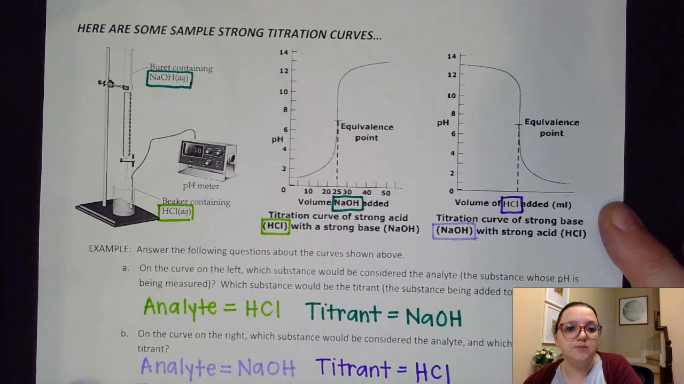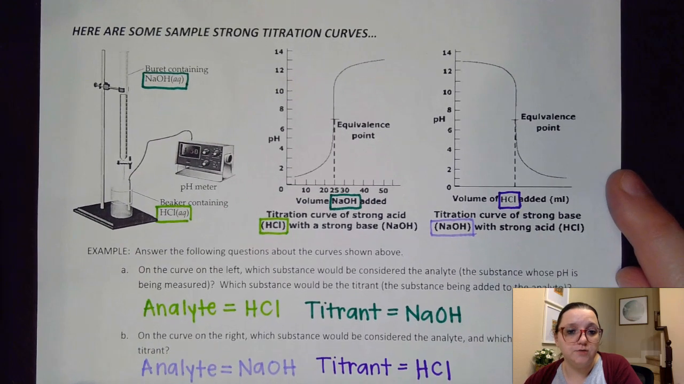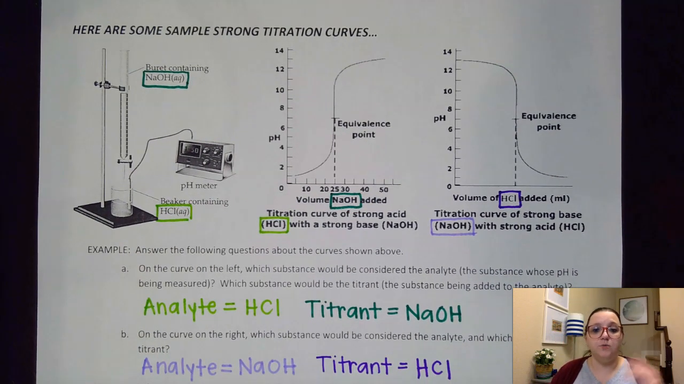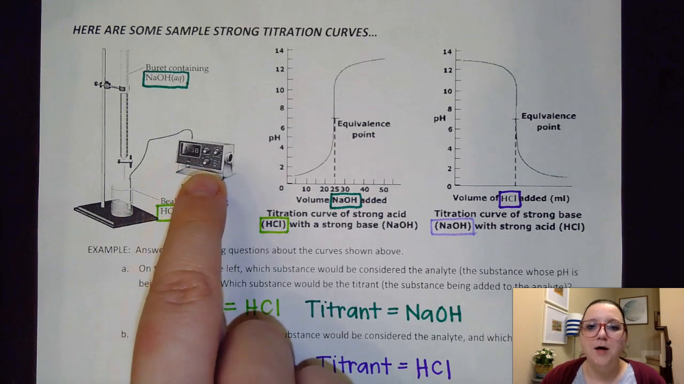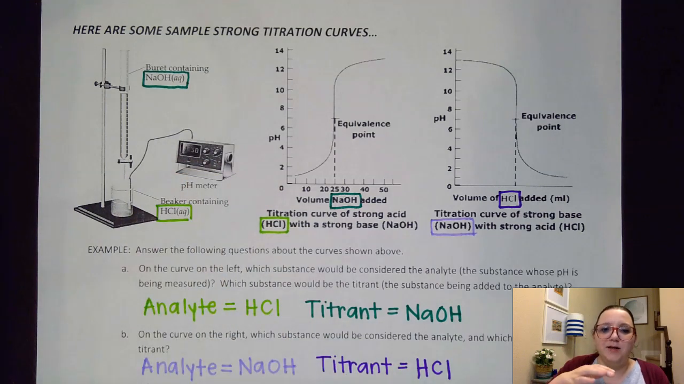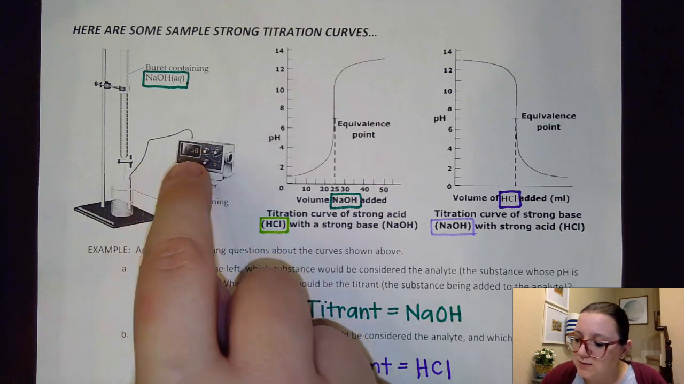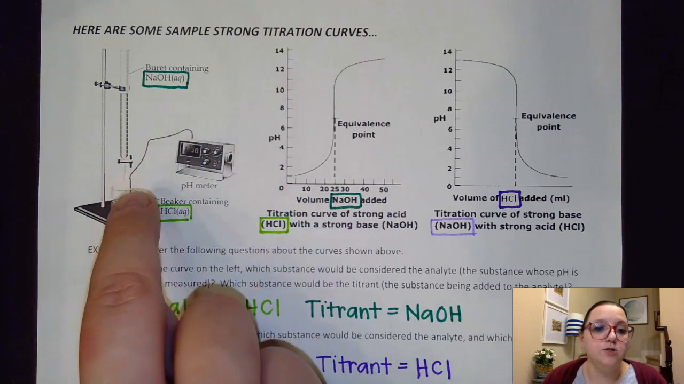It says here are some sample strong titration curves. Both of these are a strong acid with a strong base. The only difference between these two is the direction that they're doing the titration in. You can see in this titration setup here, they've actually added a pH meter. This is kind of an old school one. We would use one that is a little more fancy and a little smaller. But you can see it runs a cord with our probe into our solution.